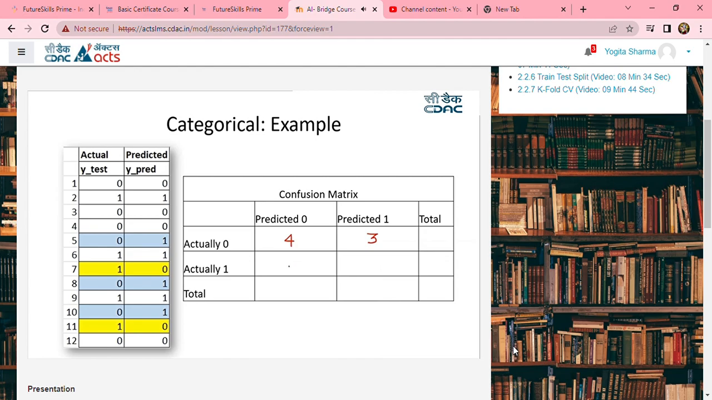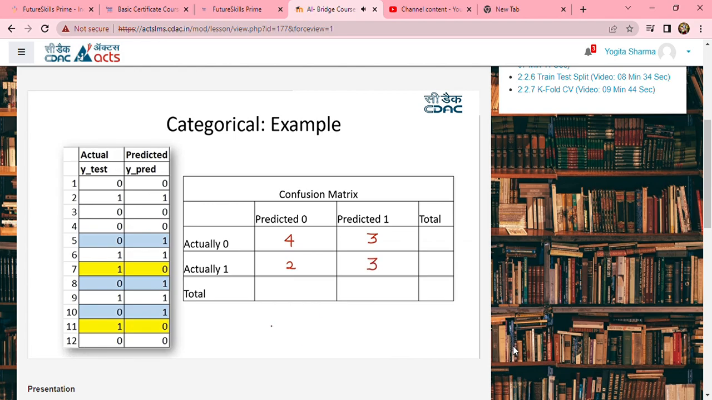Now here should be the count of all those observations which were actually 1 but were predicted as 0. In that case, it will be 1 and 2. And here will be that particular count where it was actually 1 and predicted also 1. We can count them: 1, 2, 3. We see these 3 observations over here.